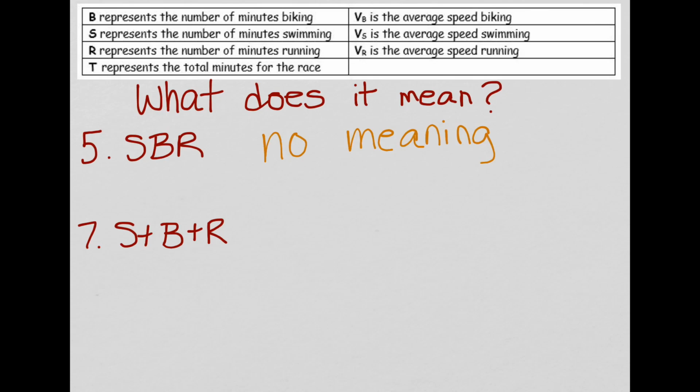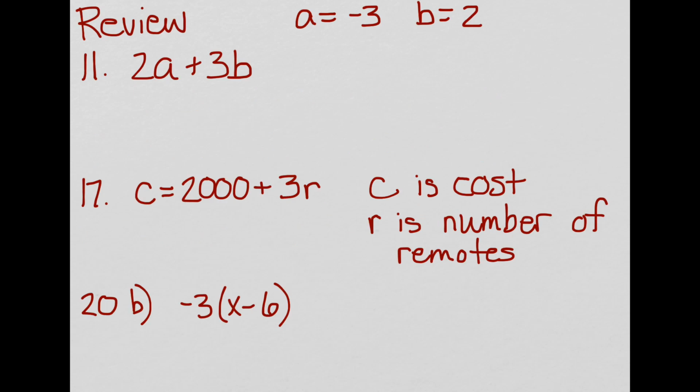But then if you jump down to number 7, does it mean something to add all those up? Yeah, that's going to be my total time spent in the race. So again, don't just write time swimming plus time biking plus time running. No, it means that's the total time that the triathlon took me. So again, interpret them. Give me specific things. Use words like total or things like that. If it doesn't mean anything, tell me why.